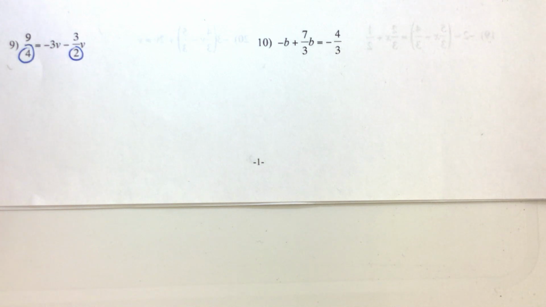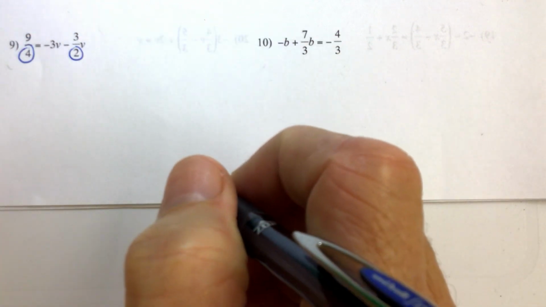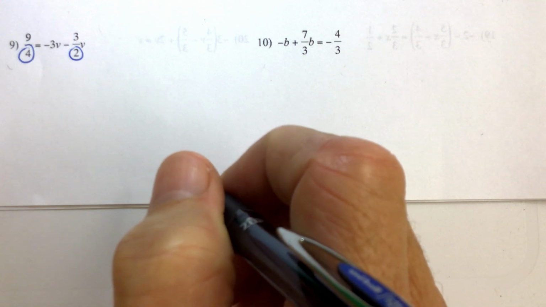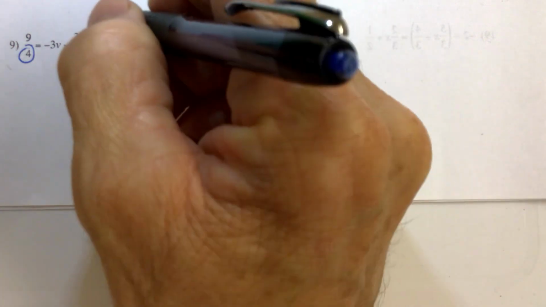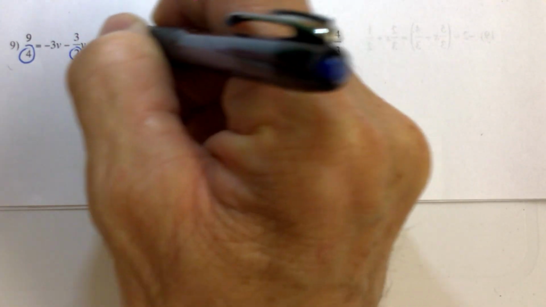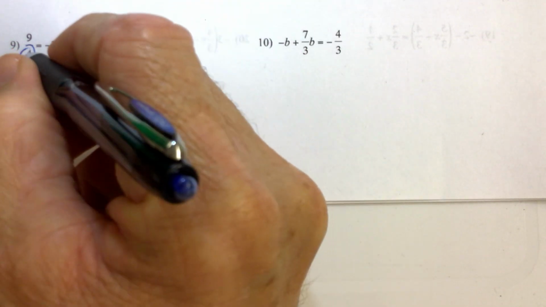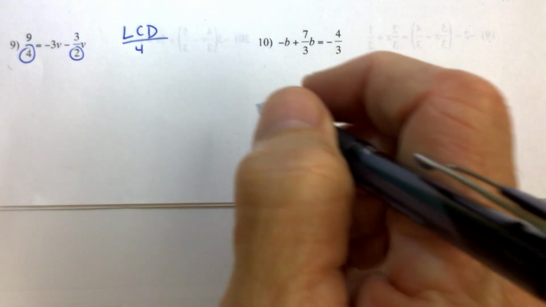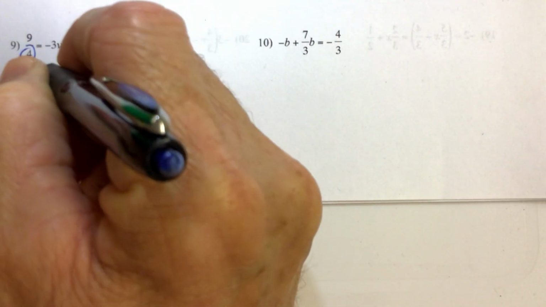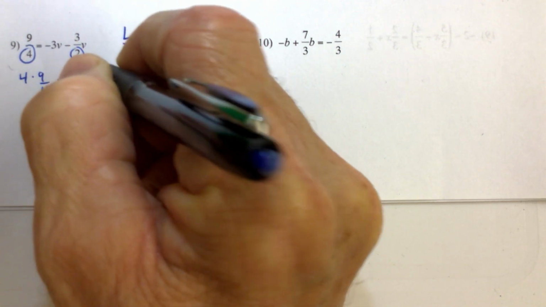And clearing the fractions means that we're going to multiply both sides of the equation, which means every single one of the 3 terms, by a number that each of the denominators will divide evenly into. And that number is what we call the lowest common denominator. The lowest common denominator of all the denominators would be 4, because 4 divides evenly into 4, as well as 2. So 2 also divides evenly into 4. So we're going to multiply both sides of the equation by 4.